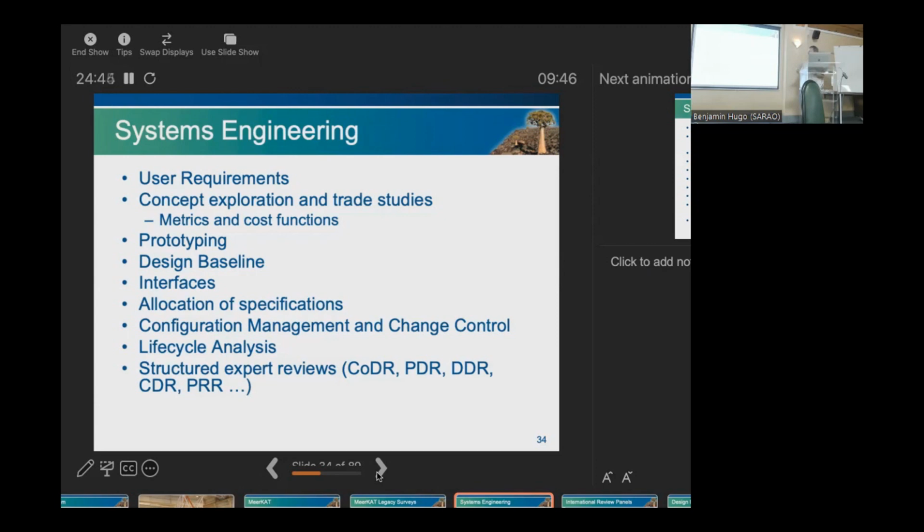And very importantly, you do life cycle analysis. Now, how's this thing going to be built? How's this thing going to operate? And in the end, how are we going to decommission it? And very, very importantly, you have reviews.